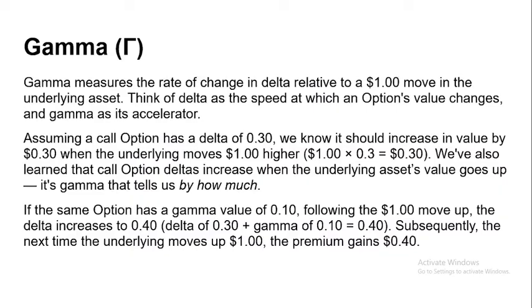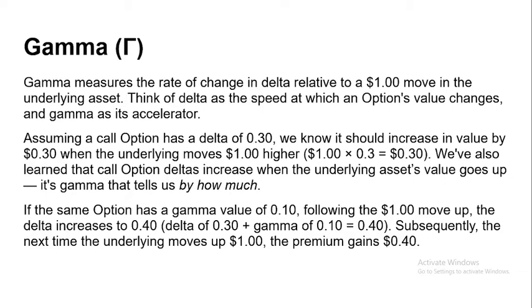Okay. So gamma measures the rate of change in delta relative to a $1 move in the underlying asset. Think of delta as the speed at which an option's value changes and gamma as its accelerator. Assuming a call option has a delta of 0.30, we know it should increase in value by $0.30 when the underlying moves $1 higher.